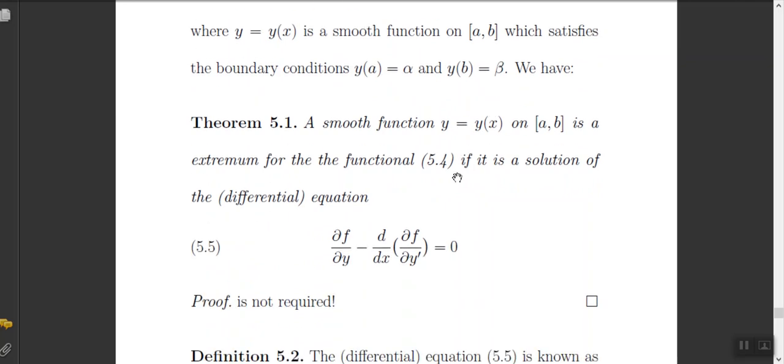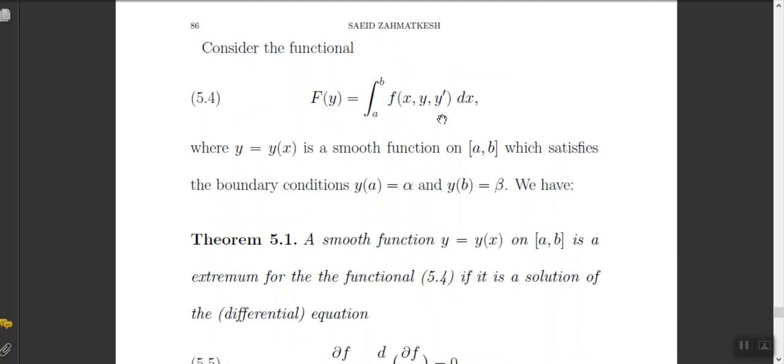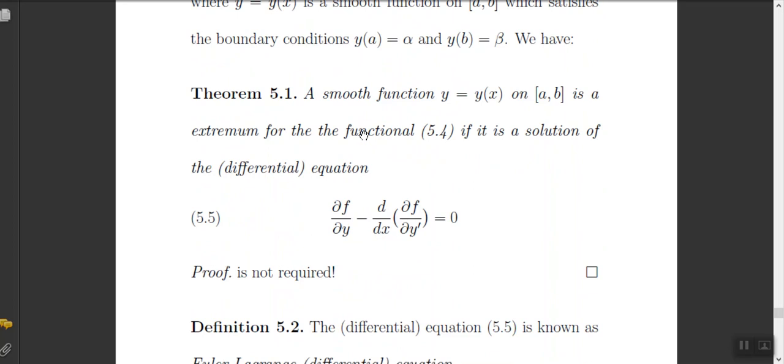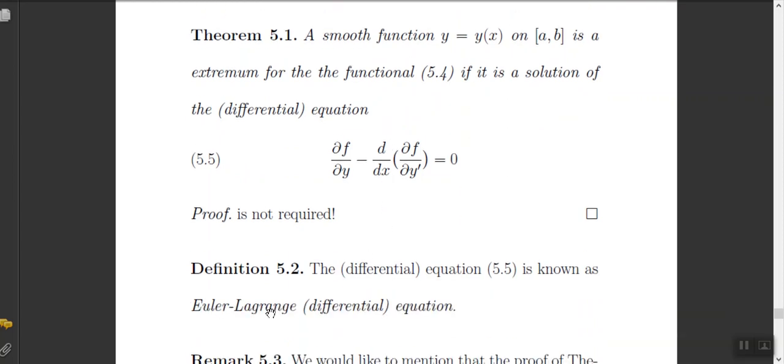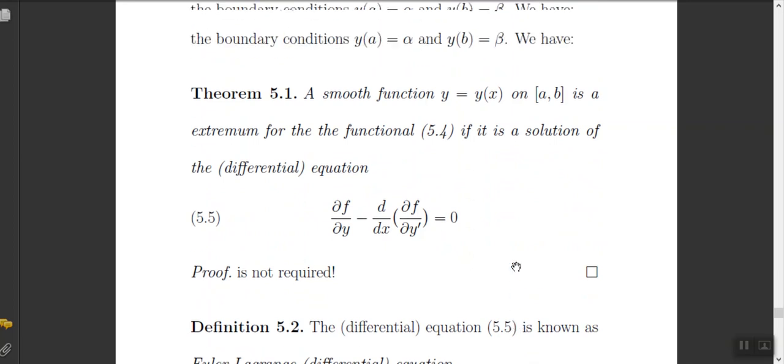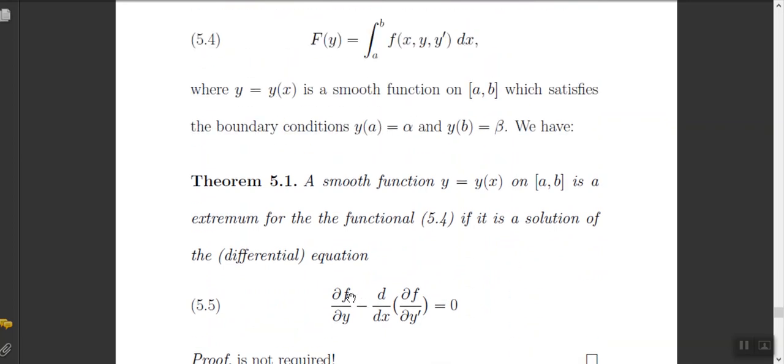Easy. Look at here, we have a theorem. If you are given such a problem and you want to find the solution, it means if you want to find y, you solve this differential equation. This equation is called the Euler-Lagrange differential equation. The derivative of f with respect to y minus the derivative with respect to x of the derivative of f with respect to y prime equals 0.